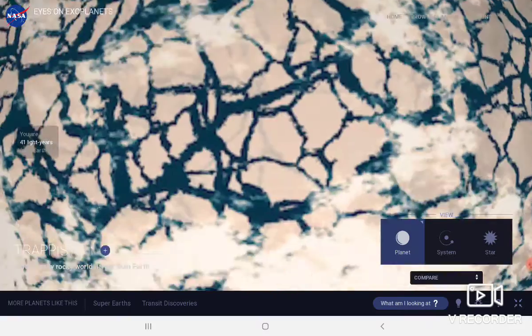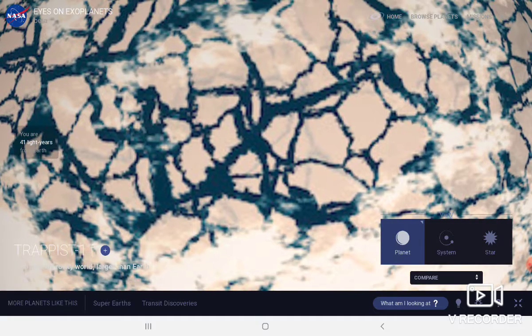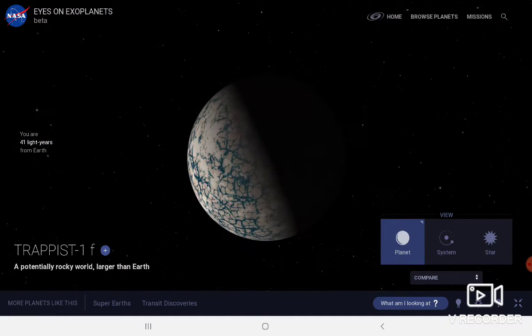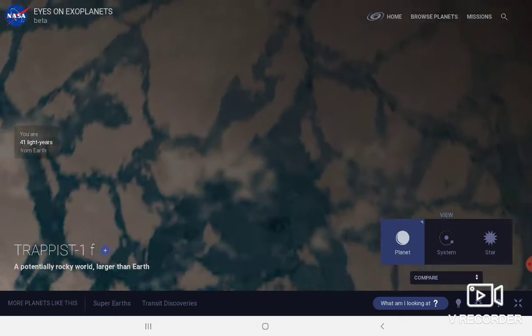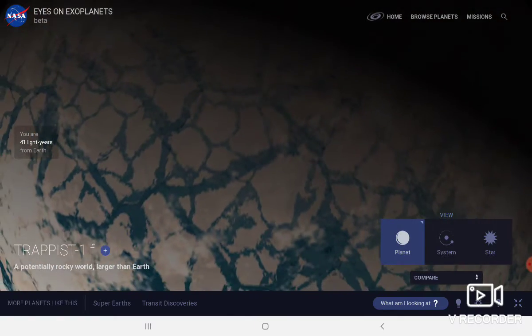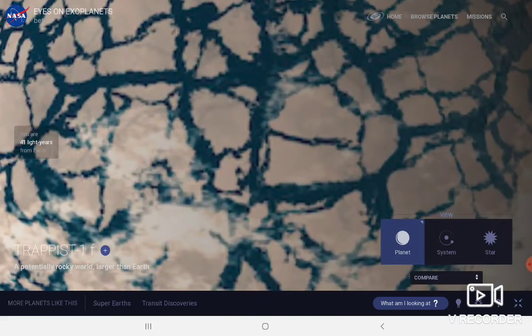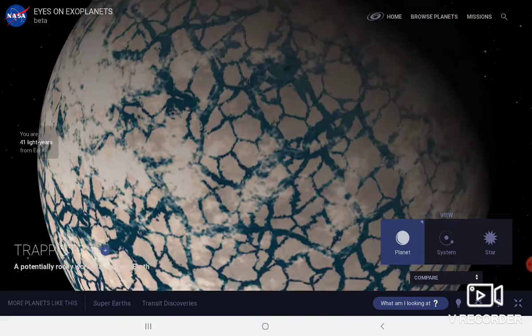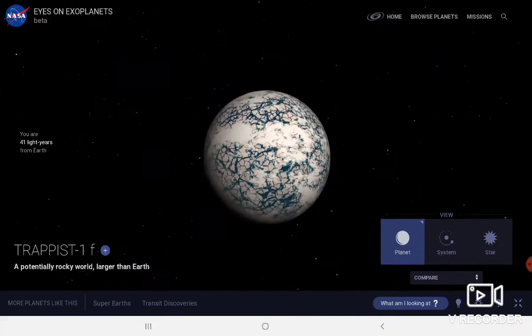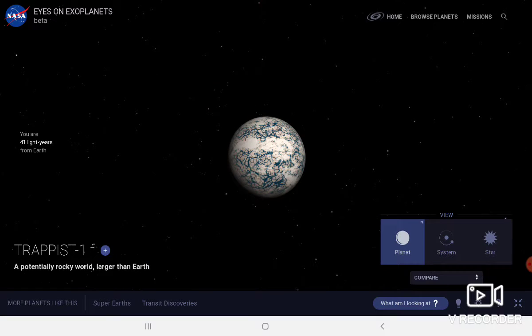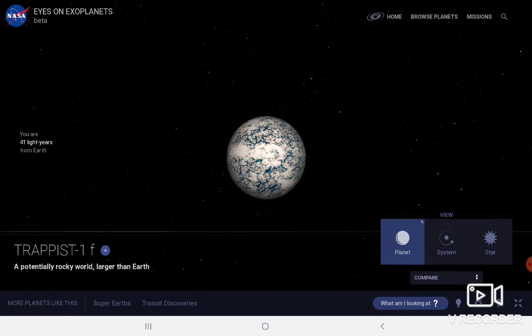Some water is not frozen, some is frozen. You can see the white color coming here, this is frozen, and this is not frozen. So this is a proportionally rocky world larger than Earth. It's larger than Earth.